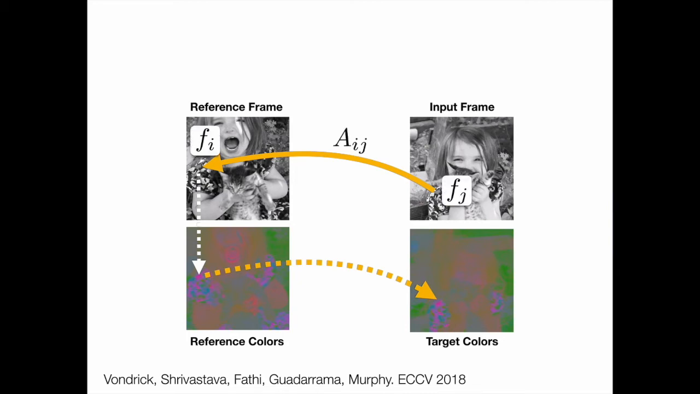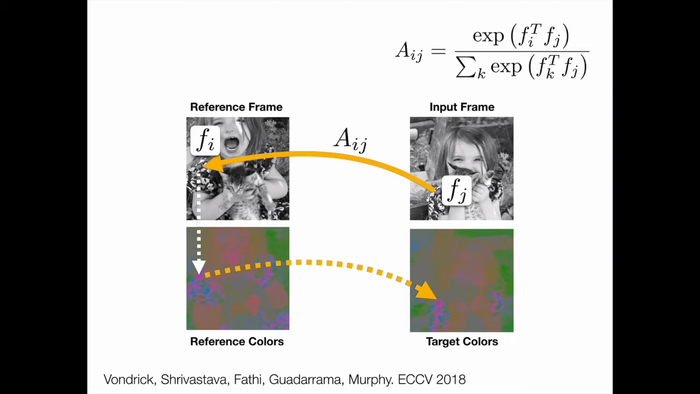So we're going to write this correspondence between these two grayscale image patches as a matrix A, where Aij is going to score the similarity between patch i in the reference frame and patch j in the input frame. The similarity is estimated from learned features coming from a common convolutional net, which we're going to write as F, Fi and Fj. There's a variety of different similarity metrics that we can use. We chose a very simple one, which is just the inner product distance normalized by softmax.